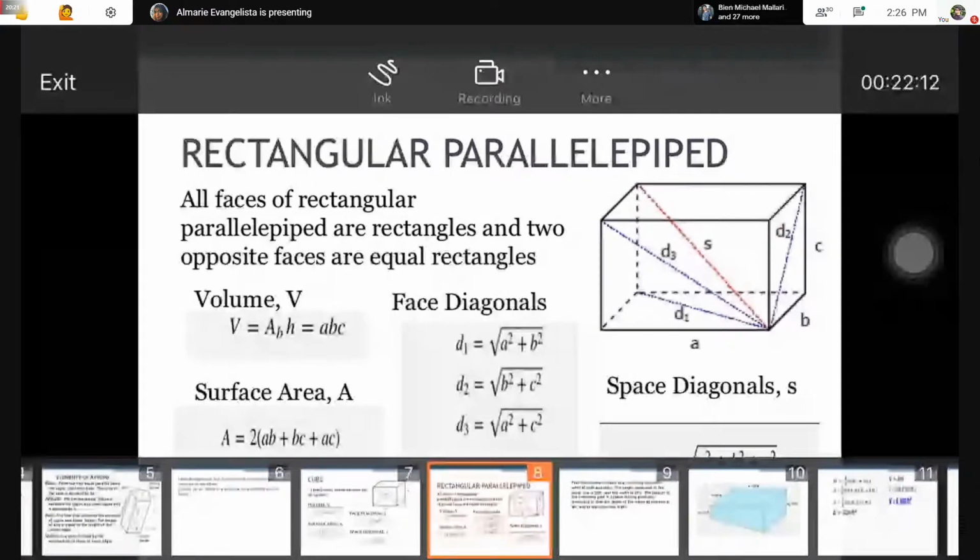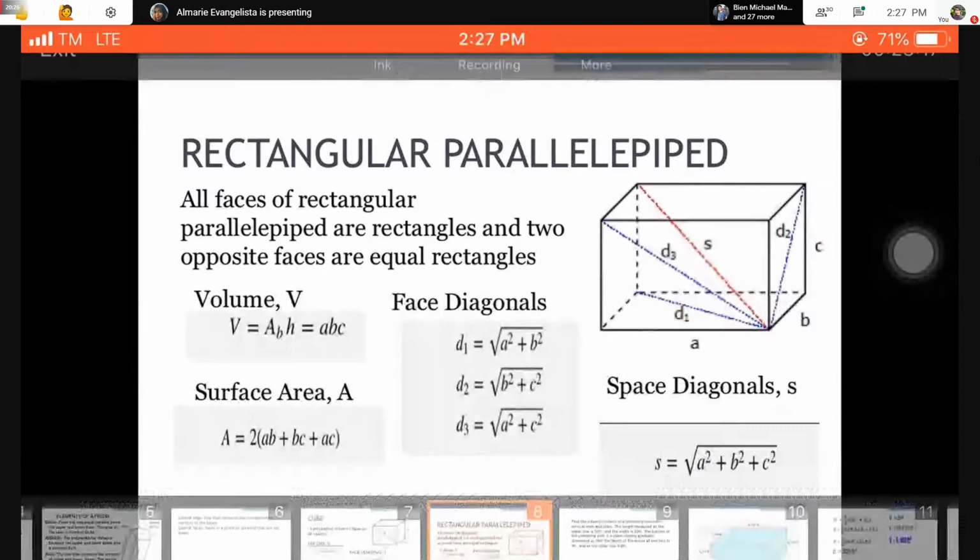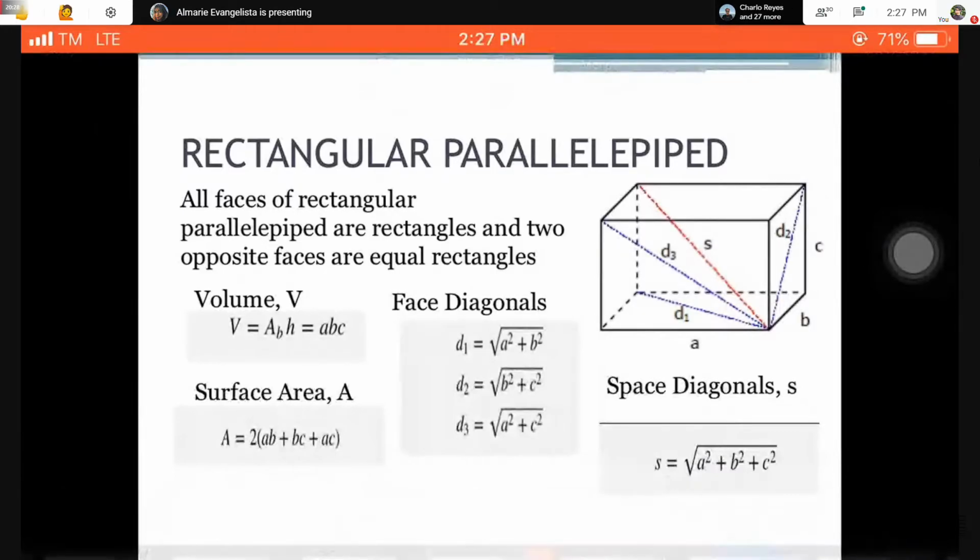Ma'am, hindi po nakikita yung nasa ilalim. Ay, hindi nakikita. Anong ilalim po? Yung sa space diagonal po kanina. Ayan po, kita niyo. Okay na po. Opo. Sige. Okay na po. Sorry. Masyado ba akong mabilis? O gets niyo naman? Natatakpan lang po yung kanina. Sige, sorry.